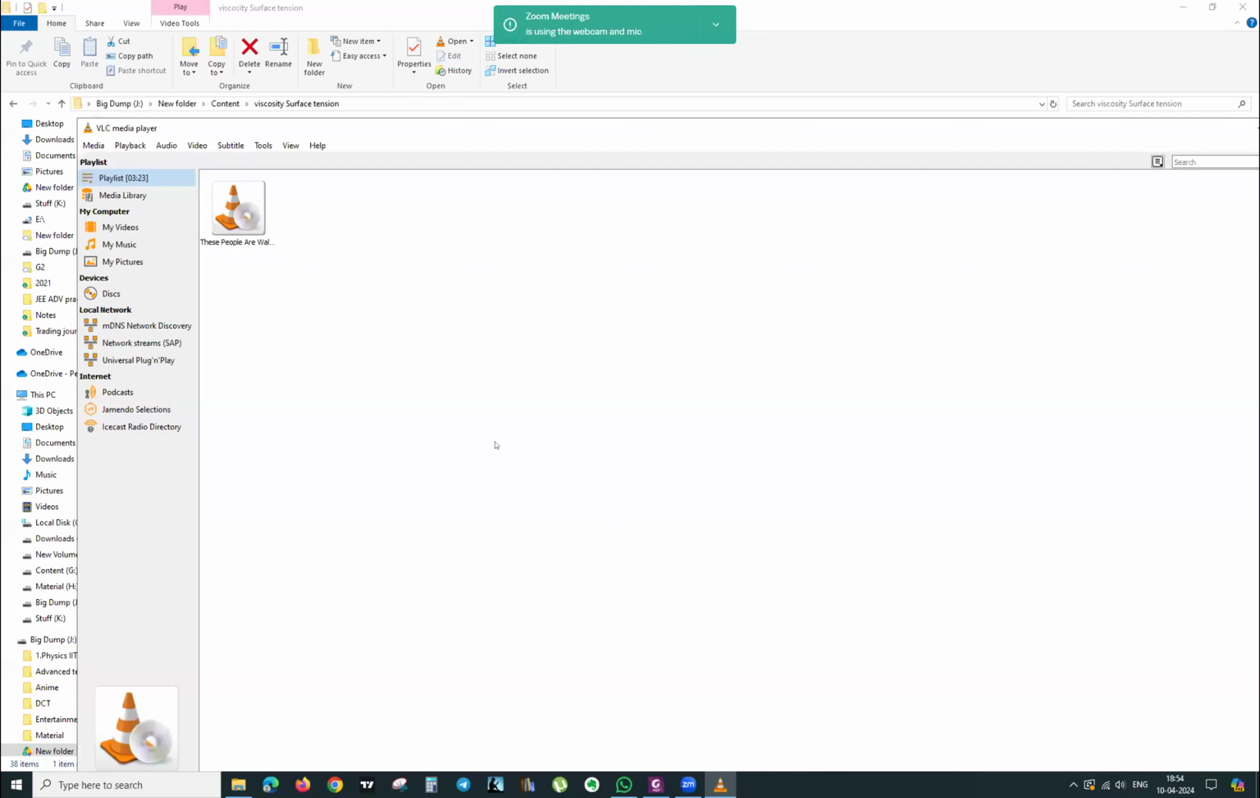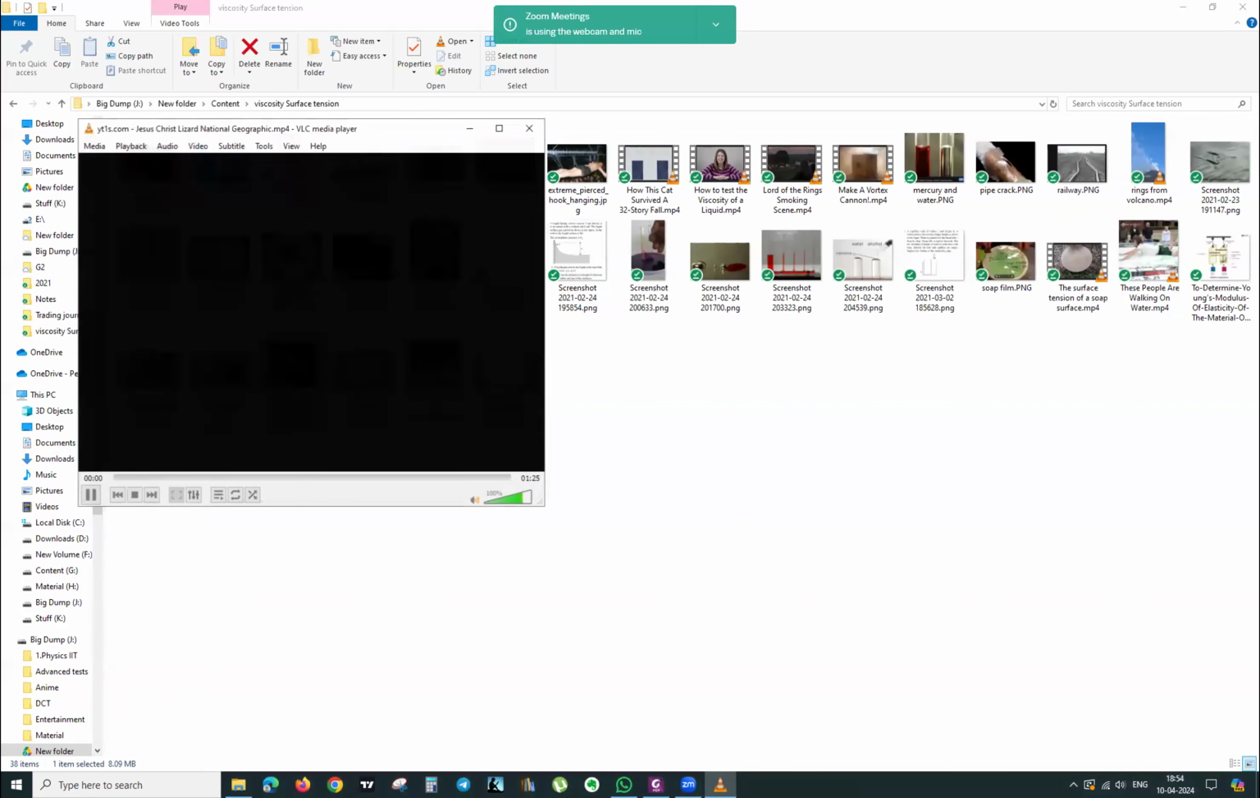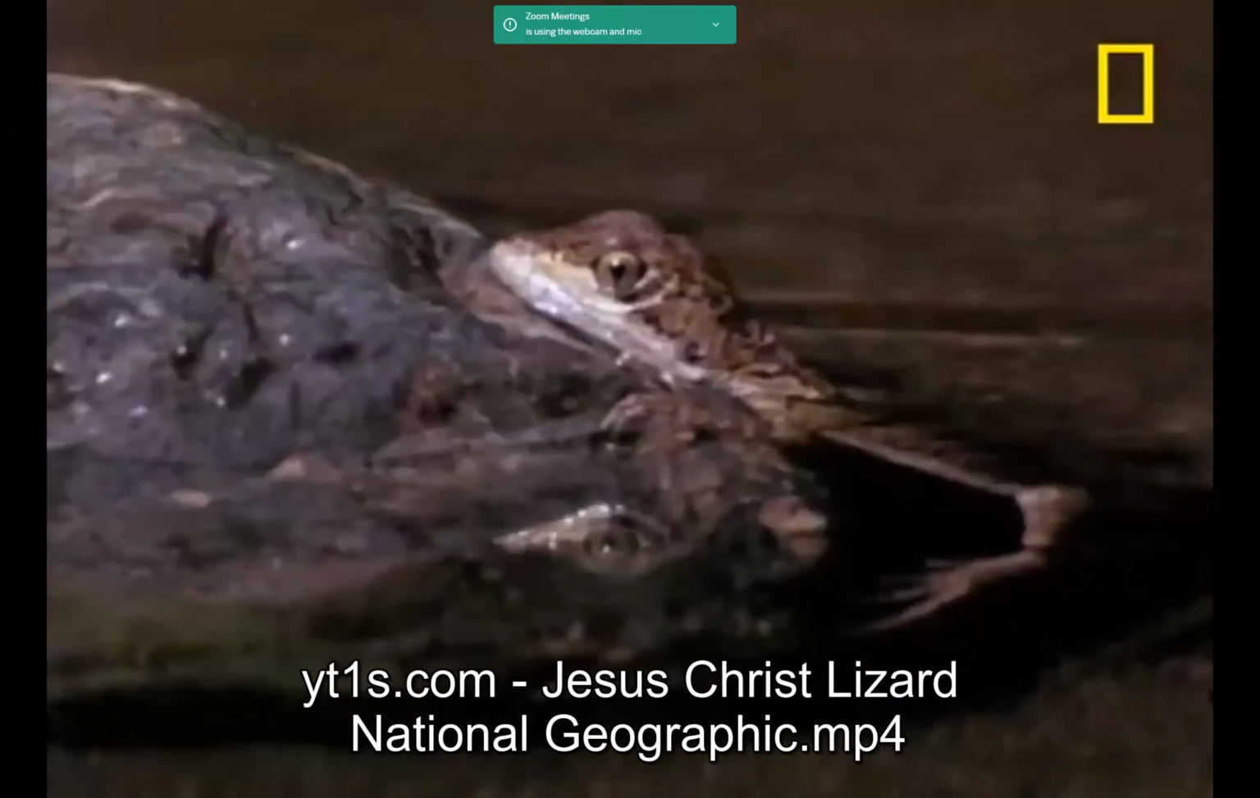So there, humans can do that. Let me show you one. I'll show you something which can walk on water. This guy. Some young Costa Rican basilisk lizards are looking for food.